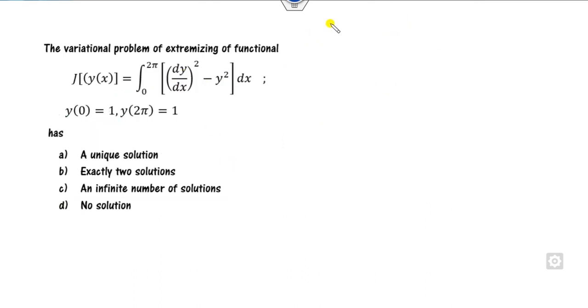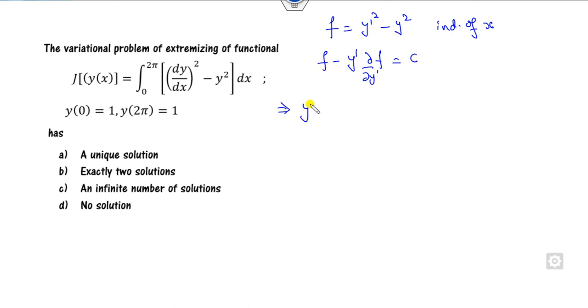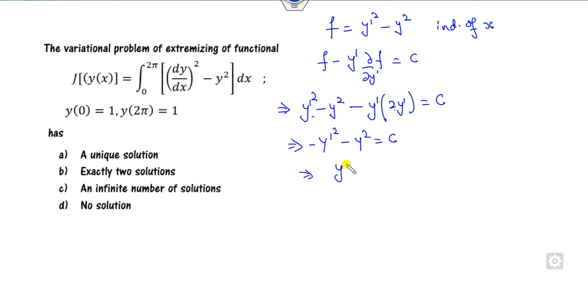Now look at this one. I can write this f as y dash square minus y square, which is independent of x. Then we can start with the solution, which is constant. So what is f? y dash square minus y square minus y dash. The partial derivative of this is 2y dash is c. What is the meaning of that? y dash square plus y square is my constant.